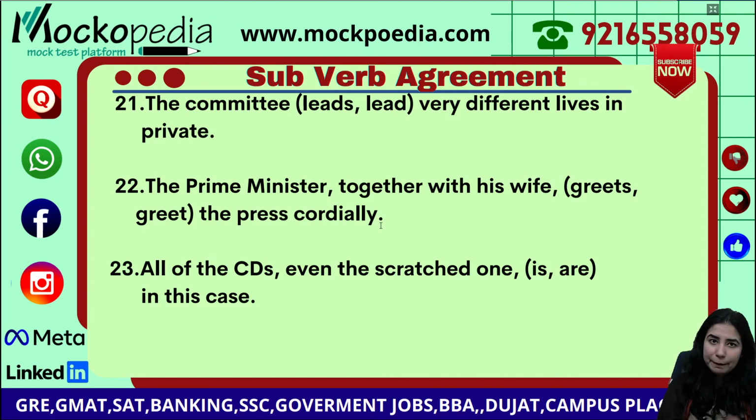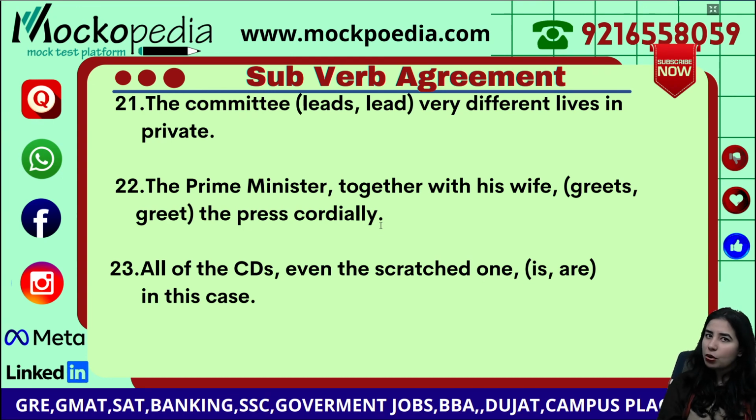It's the same application whenever you're combining two singular entities with together with as well as accompanied with, the verb is usually singular. We discussed this rule in detail. So the 22nd is the implementation of the same rule. Now let's come to the 23rd part. All of the CDs, even the scratched one.